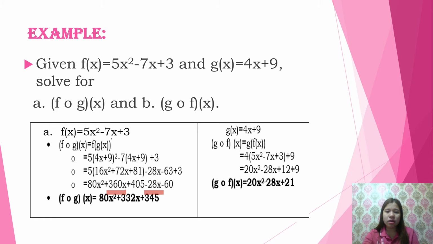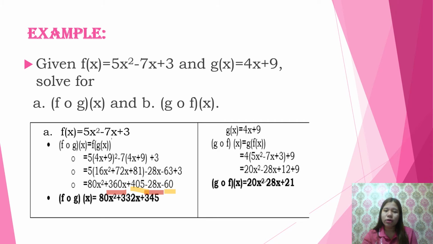And then the next like terms are 405 and negative 60. So yung isa positive, yung isa negative, subtract. So 405 minus 60 is 345. This is positive because mas mataas ang 405. So here is the final answer: 80x squared plus 332x plus 345.